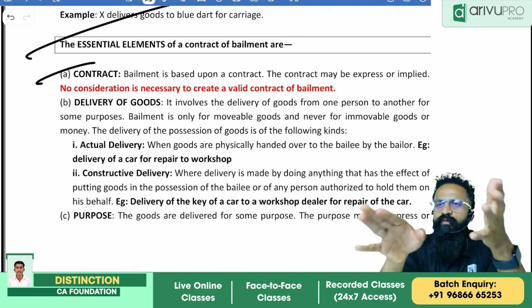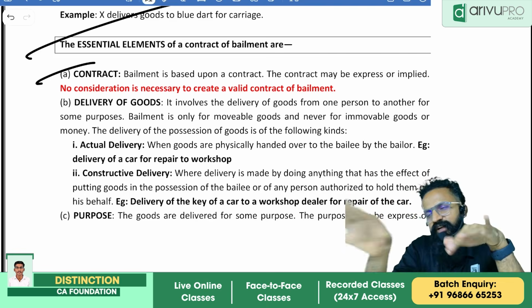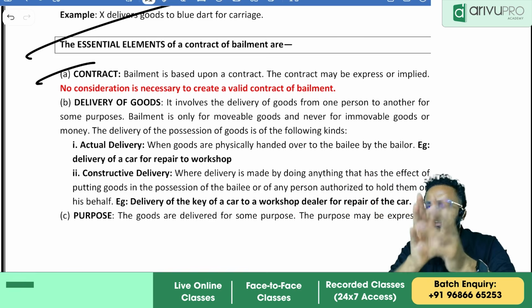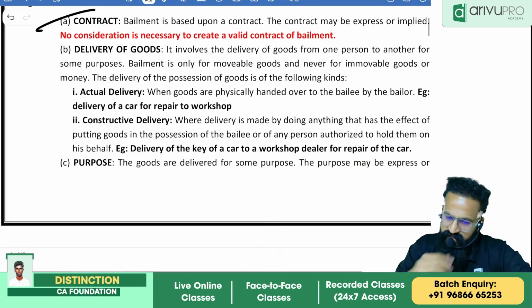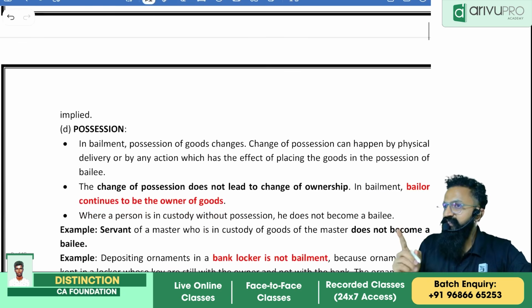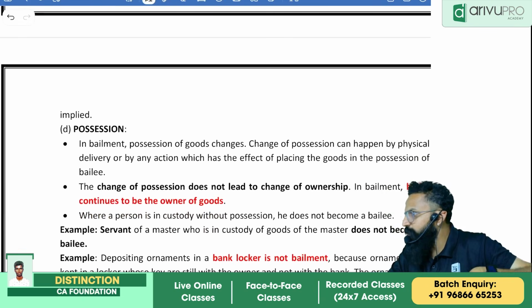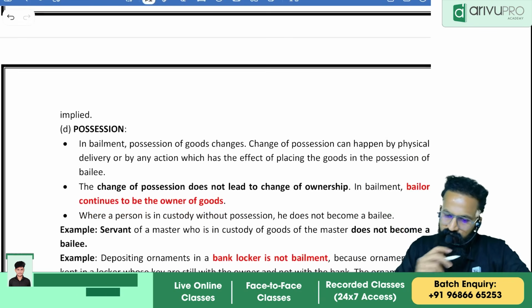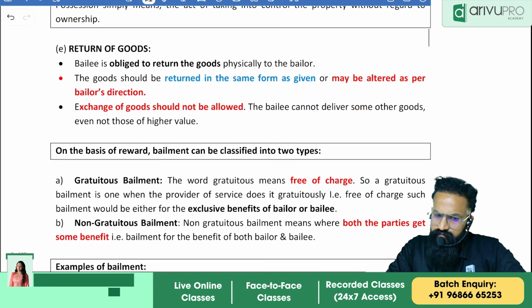Best example, you giving your bike to your friend. Non-gratuitous is where there is consideration. Give and take is always there. You giving your bike for service. And once the purpose is done, you have to get back your product. Only then you call it bailment.